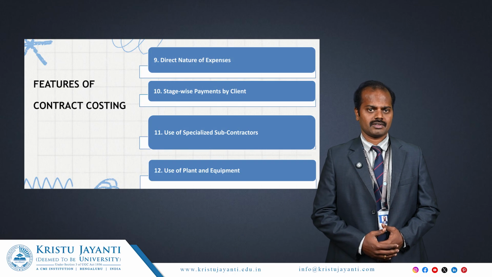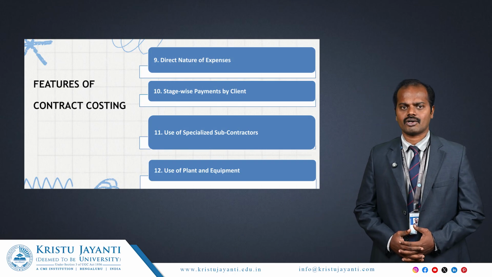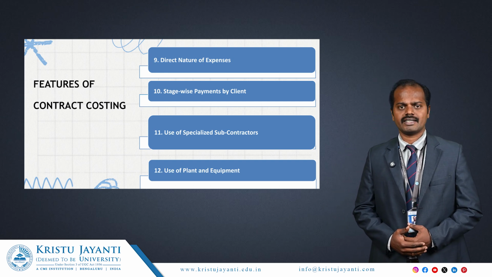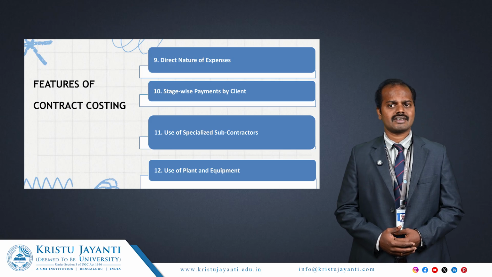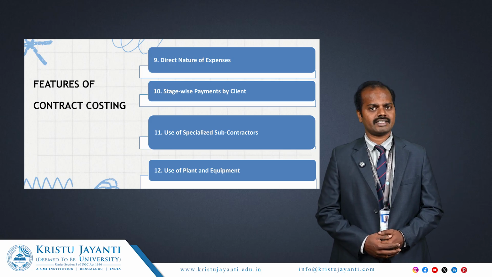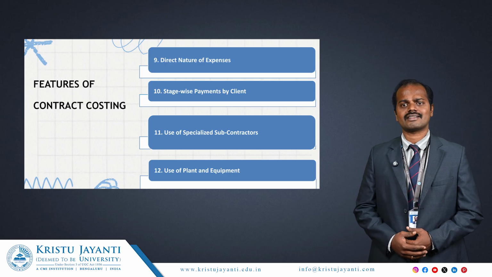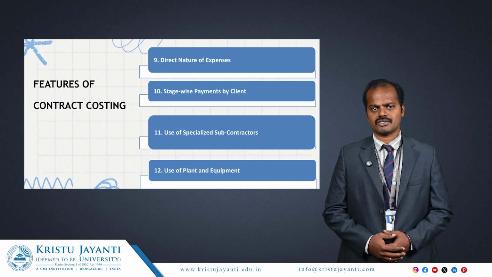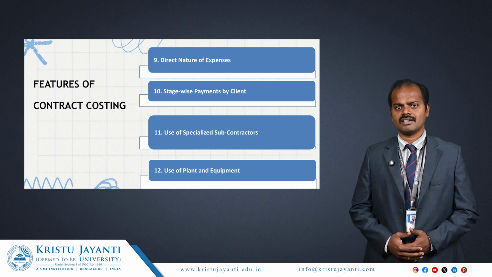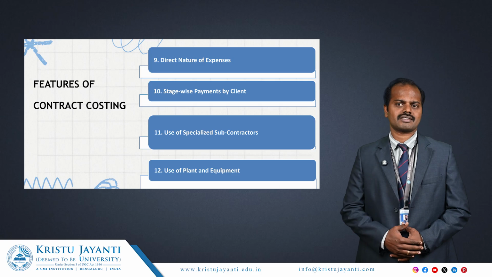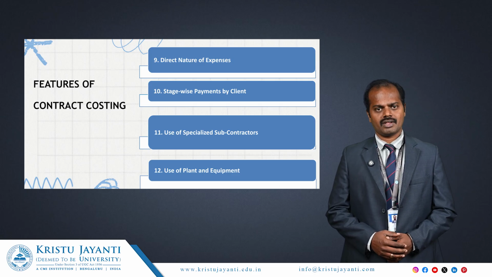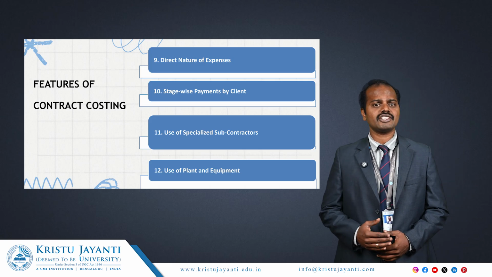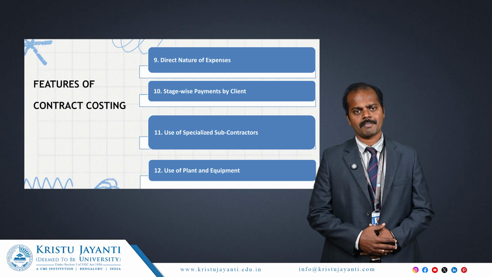Direct nature of expenses. Most of the expenses in this contract are direct. Expenses incurred in contract costing are mostly direct expenses such as material, wages, electricity, telephone charges, insurance, and other site related costs. Stage wise payment by clients. The payments from the client are made in installments at different stages of completion of the contract. These payments are usually based on a certificate issued by an architect or engineer, who is appointed by the contractee.